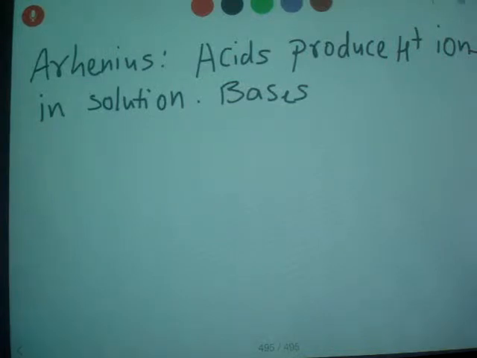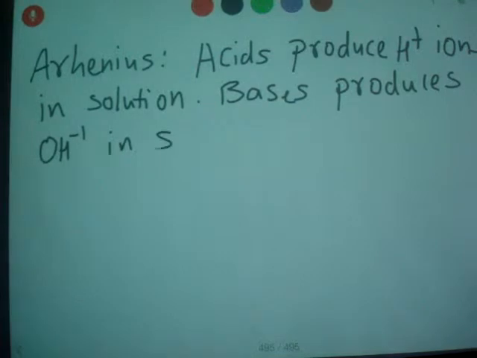Bases produce OH- ions in solution. So he defined acid and bases.